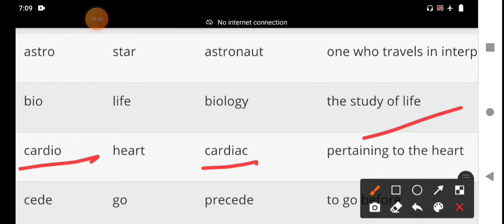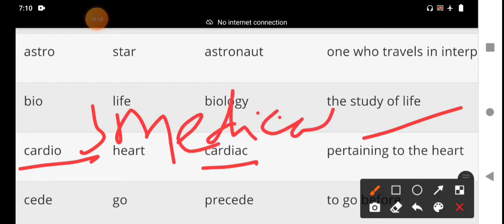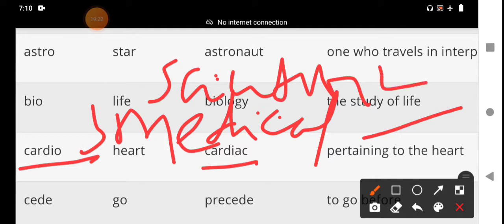Cardiac is pertaining to the heart. Cardiac is also used as a noun, not only an adjective. He is a cardiac person. Cardiac means a person with heart disease. He is known as a cardiac. Cardio is used in many medical and scientific terms, such as cardiography and cardiovascular. Through this root word, we can learn innumerable words if we understand the meaning of the root word as a prefix.